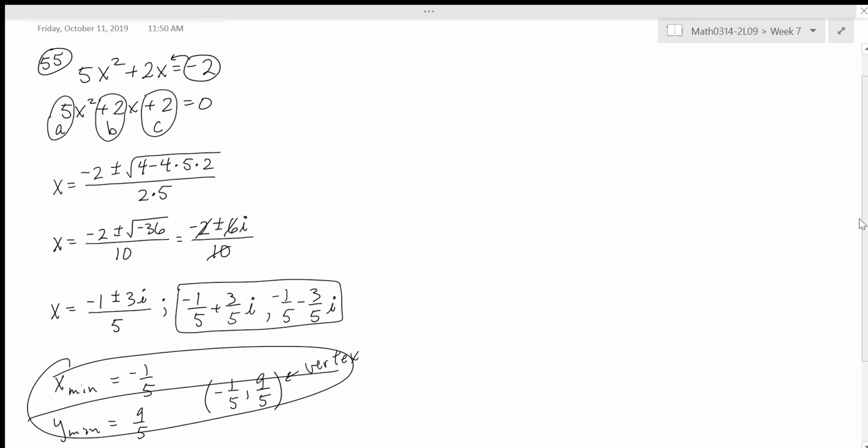I'll say it again, okay? Here's the vertex, right? And the solutions of the equation, which are the x-intercepts of the graph, they're complex. So what does that indicate about the x-intercepts of the graph? If the solutions are imaginary. No, they're definitely not the same. They're kind of opposite.